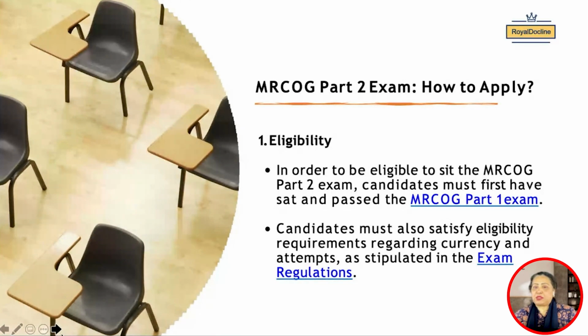In order to be eligible to sit the MRCOG Part 2 exam, the candidates must first have sat and passed MRCOG Part 1, as you all know. Candidates must also certify the eligibility requirement, which is regarding the currency and attempts, which are stipulated in the exam regulations. So you should be very well familiarized with the exam regulations.